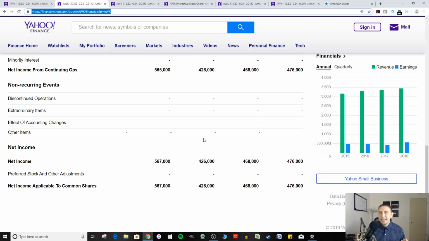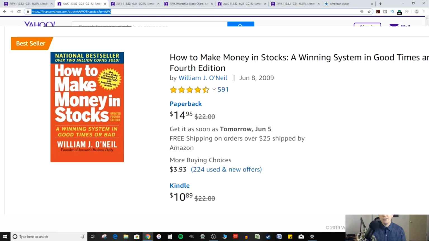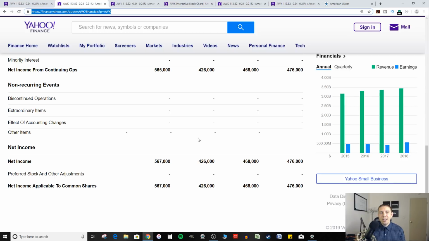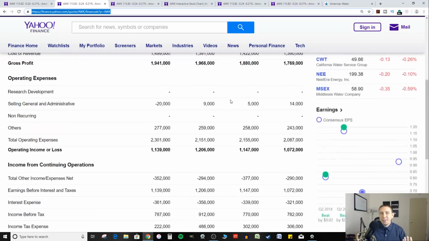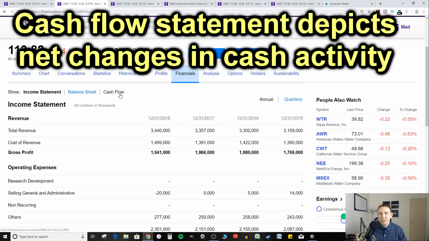Usually, honestly, guys, what I've learned from different books, like Buffettology, How to Make Money in Stocks, and several books by Peter Lynch, a lot of them allude to that if you look at a company's financials and their net income is consistently growing, that's a darn good sign that you have a solid investment. And this net income is pretty consistent across the board. So I'll definitely be looking at the profit and loss. I'll analyze the balance sheet, but I'm not going to go into too much detail.